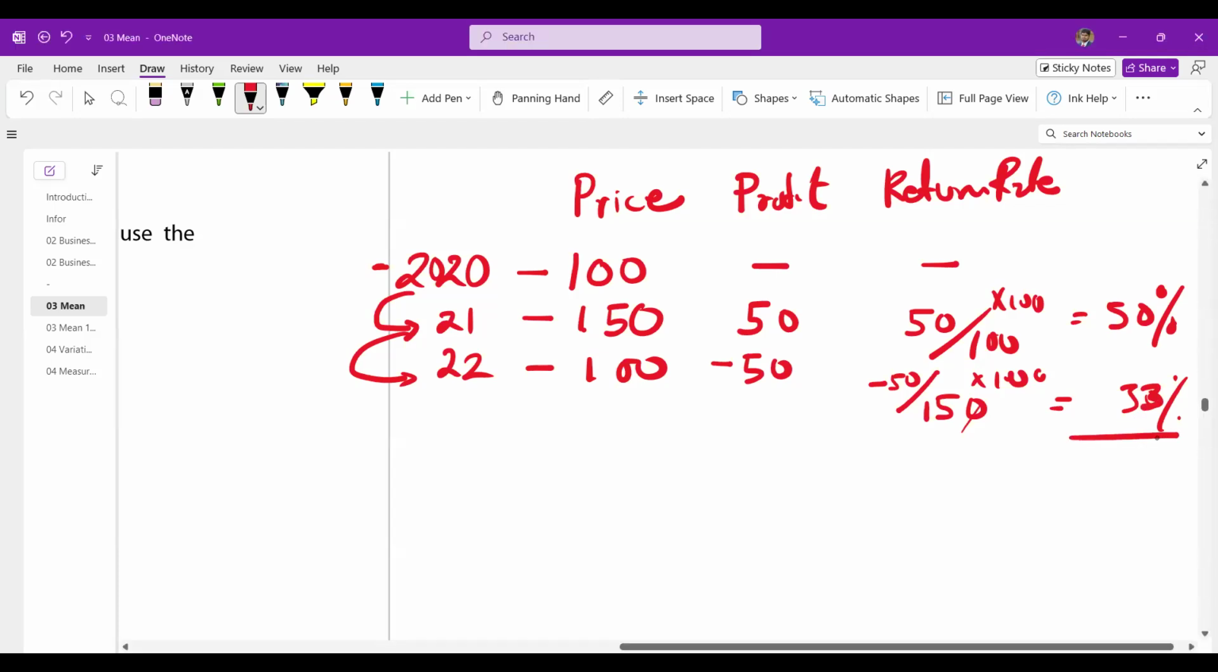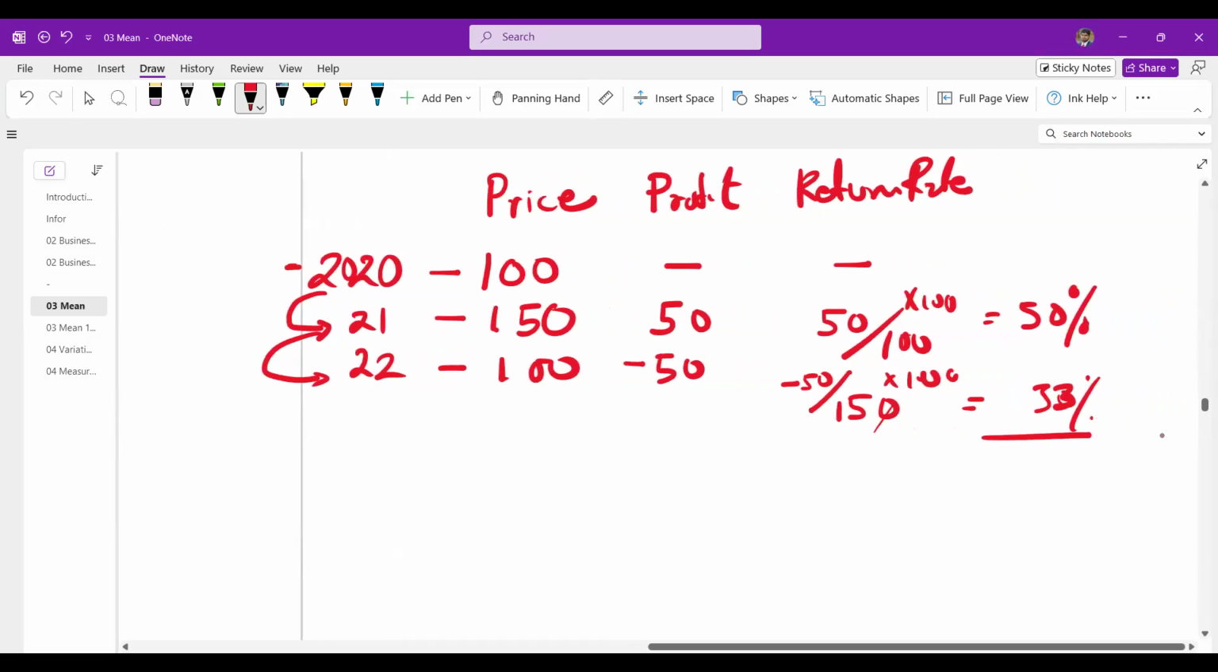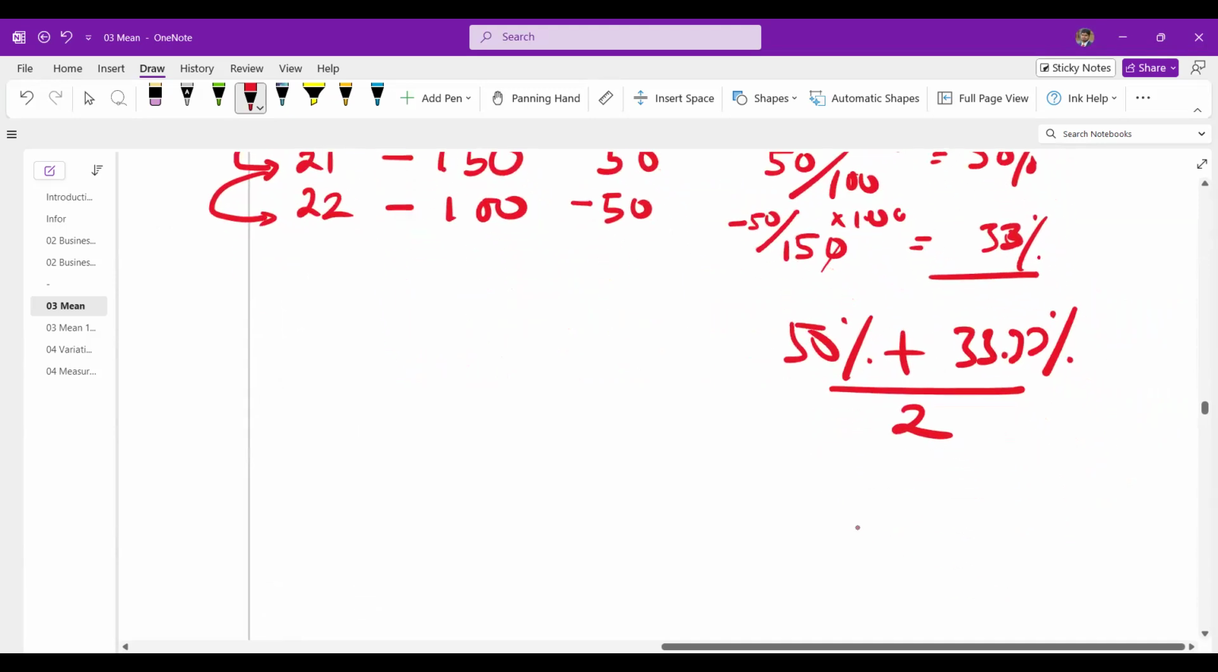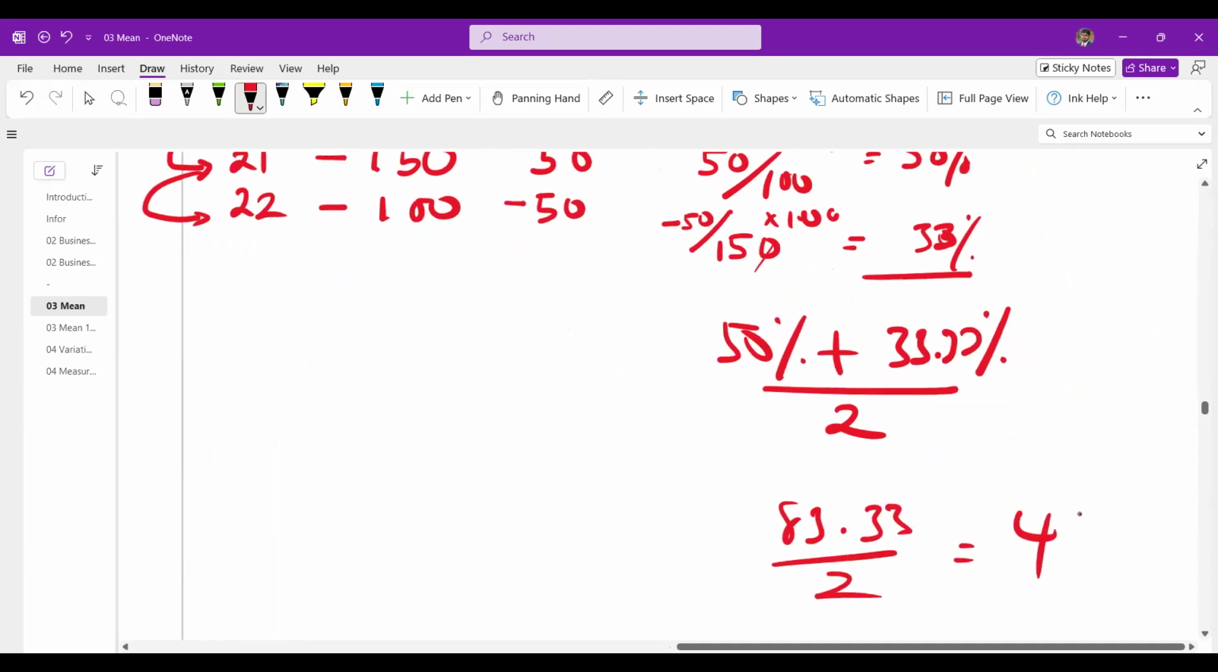Now let us calculate the average rate of return. We have returns of 50% plus 33.33%, and there are two observations. So 83.33 divided by 2 is about 41.7. This is the average return when we use arithmetic mean.